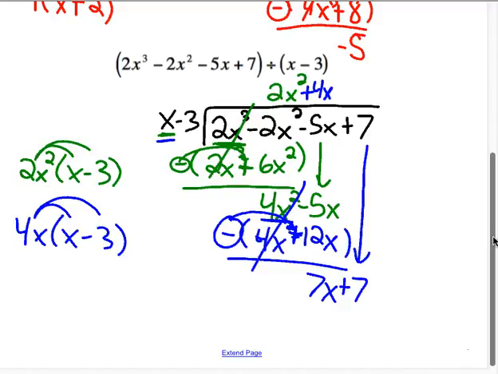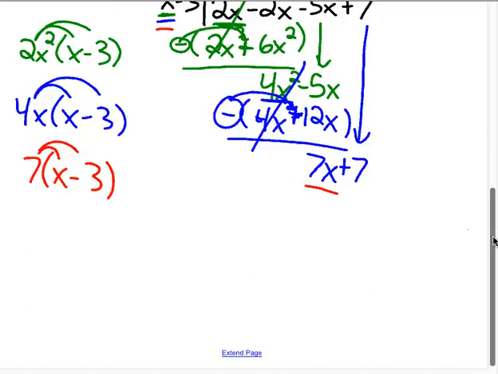Let's do the cycle again. What does it take to make an x a 7x? Well, I'm going to need a 7 there. So now that I see what I'm multiplying by, now let's see what that leaves me. So multiply that in. So I'm going to need to bring this down a little bit. 7x minus 21. As always, let's see how close that gets us.